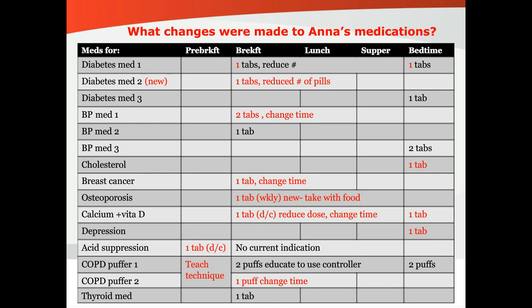Calcium and vitamin D. She was taking too many. She also had some dairy products in her nutrition, so she did not need 2 calcium pills. So that was reduced from 2 to 1. That was moved to bedtime for 2 reasons. One, the calcium can interact with the osteoporosis pill and also her thyroid medication. So by moving it to bedtime, she would have the full benefit of the osteoporosis pill and the thyroid medication.